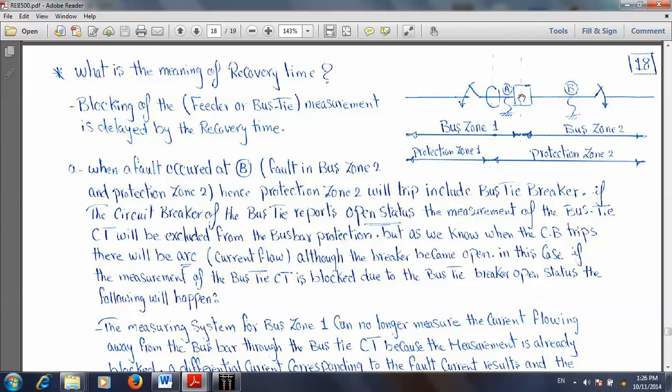Okay, if the bus tie circuit breaker now is giving indication that it's open now, so the CT measurement of the bus tie will be excluded from the measuring system. But if the circuit breaker is open, it doesn't mean the circuit breaker is only open, because there is also some arc, or there is arc after the circuit breaker is open, still passing between the fixed and moving parts of the pole of the circuit breaker. It means although the circuit breaker is giving me indication it's open, still arc is passing, it means actual primary current is passing.